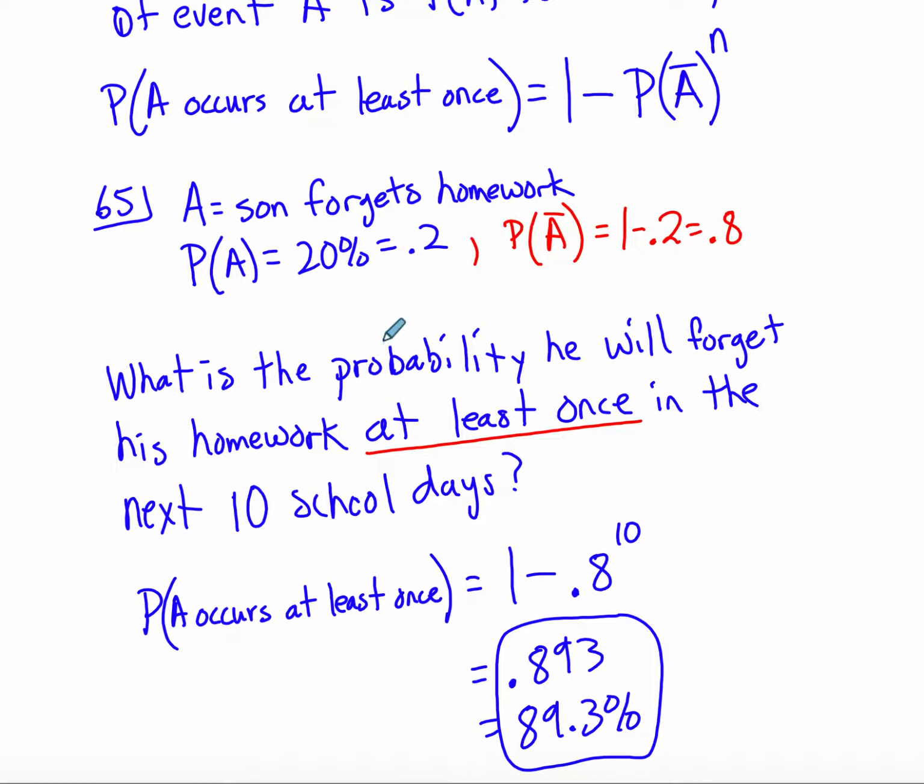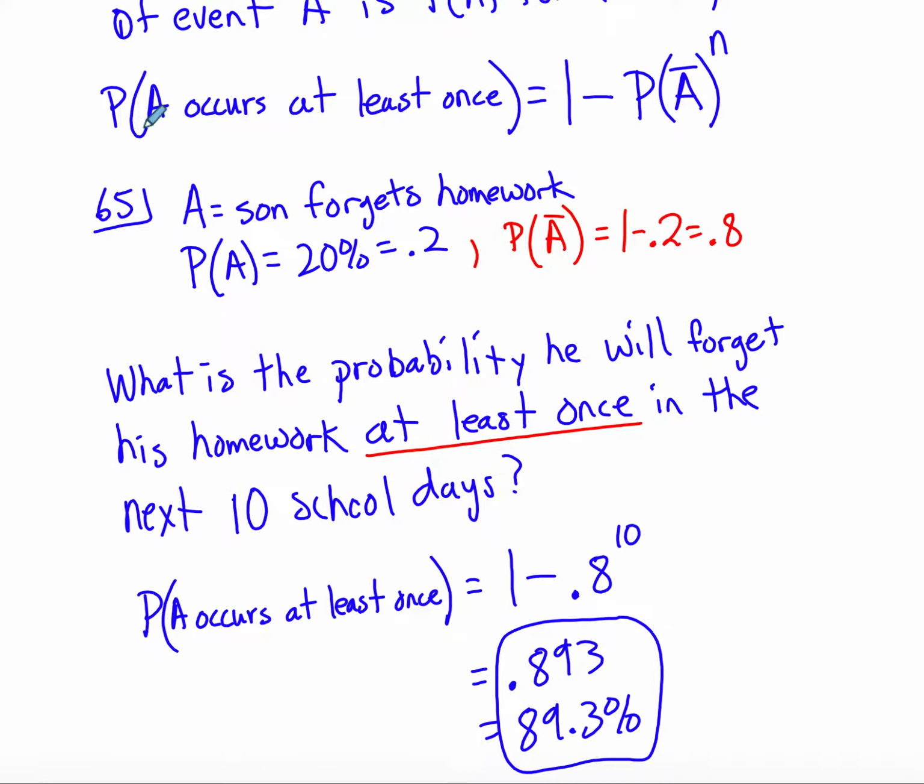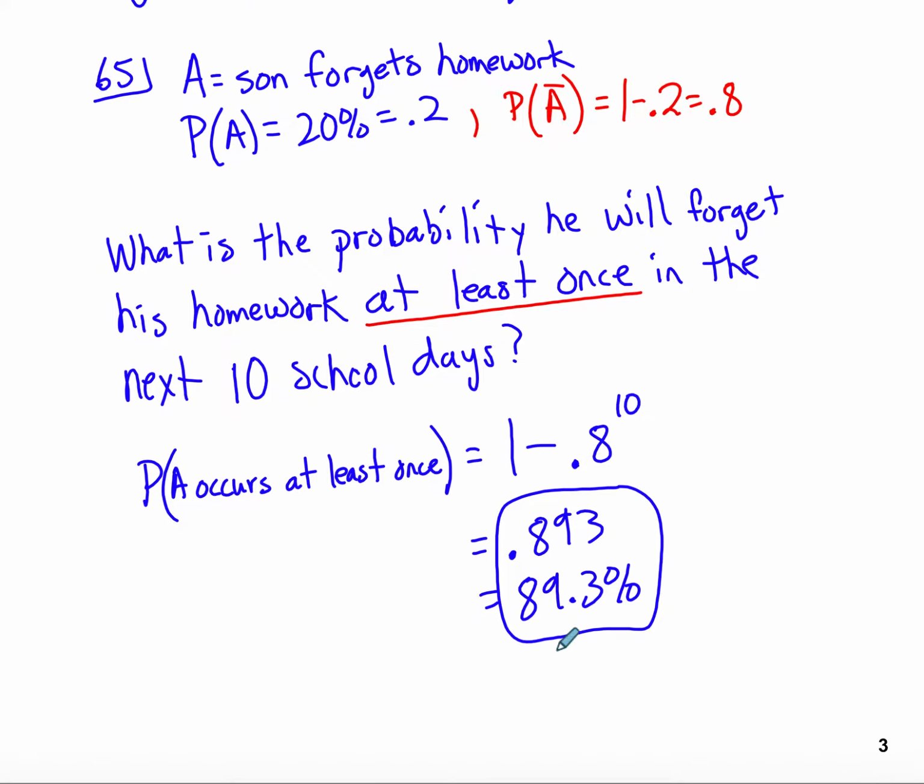So it's not just 0.2 a bunch of times, because he may not forget it each time. So it actually is using this rule, the probability of at least once, so at least one time he will forget his homework, is 1 minus the probability of the complement, not forgetting his homework, to the 10th, because we want to do it for 10 school days. So it's 1 minus 0.8 to the 10th, or 89.3% of the time. So it's 89.3% of the time that your child will forget his homework at least once in the next 10 days.